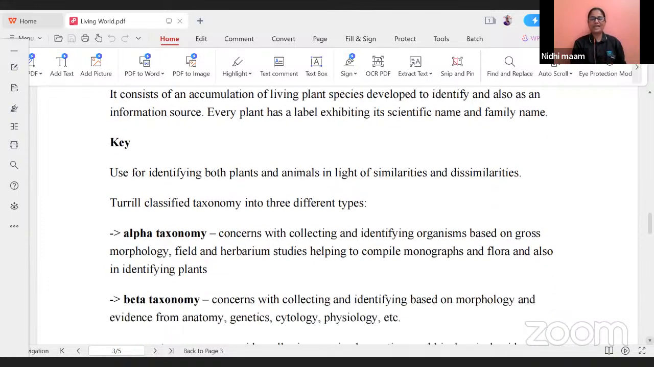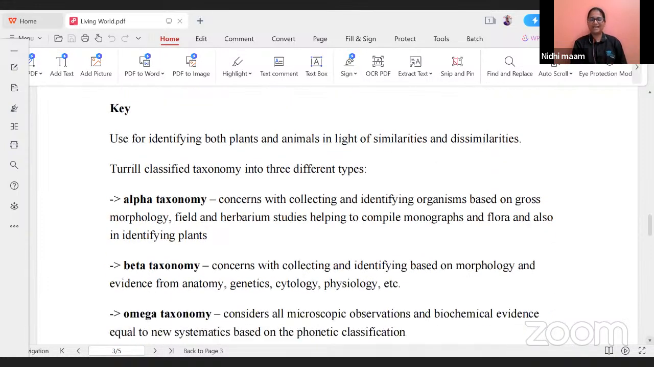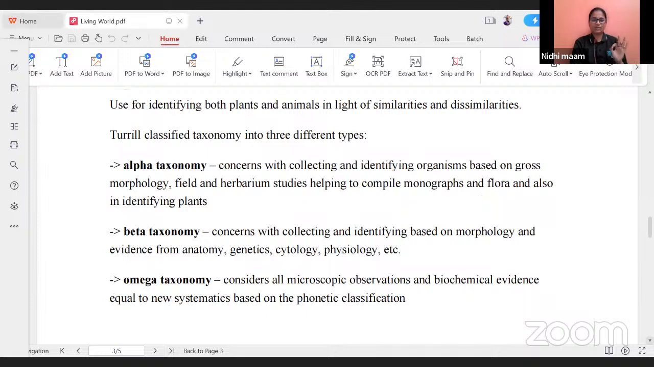Key. Used for identification of both plants and animals in light of similarities and dissimilarities. So, a key is nothing but a hint to identify whether an organism is a plant or an animal, and what similar characteristics it has with other organisms. That is nothing but a key. So, in this, we have alpha taxonomy, beta taxonomy, omega taxonomy, very important for CET.